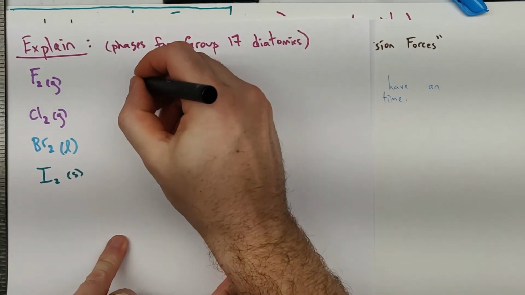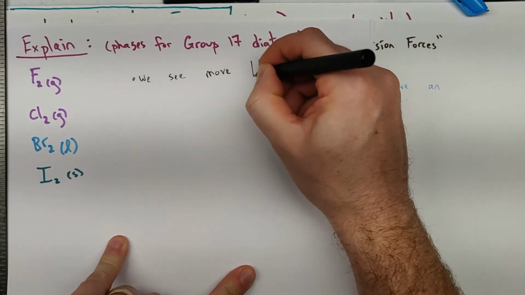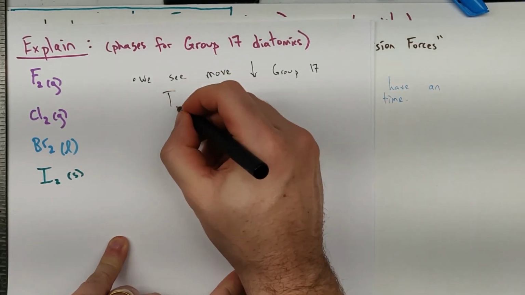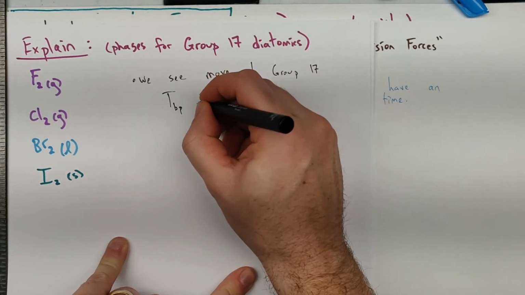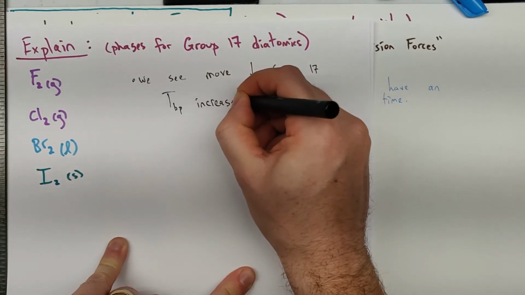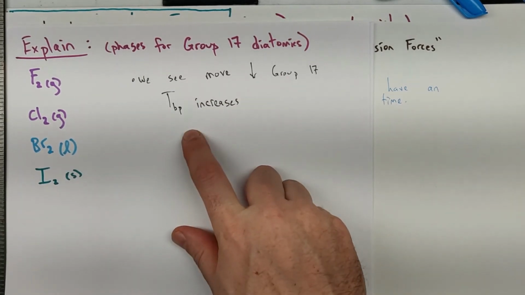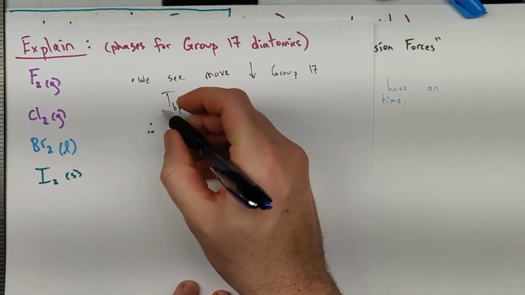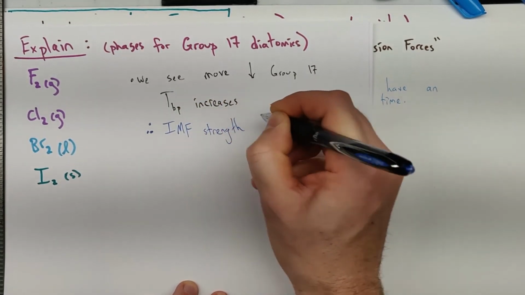So maybe we just want to write out that observation. We see, as you move down group 17, the boiling point, or the melting point, which would be fine in this case too, increases. All right, that's the first bit of information we need to observe. And then we need to tie that in to the idea that increasing boiling point means that the strength of the intermolecular forces is increasing. Therefore, the intermolecular force strength is increasing.